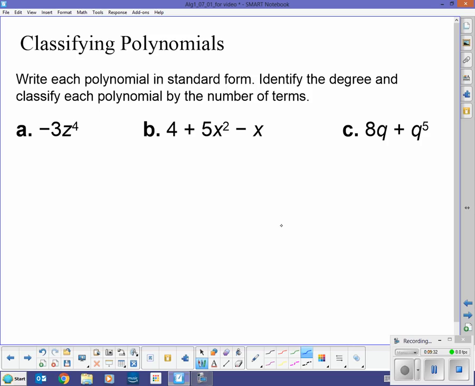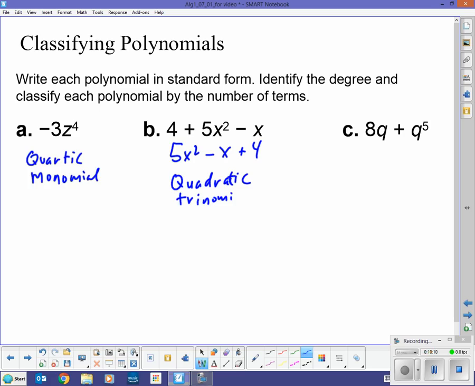Classifying polynomials. This goes fairly quickly here. Write each polynomial in standard form. Identify the degree and classify each polynomial by the number of terms. First one. It's already in standard form, so this is a fourth degree or quartic monomial. Second example, 5x squared goes first, and then the negative x, then the plus 4. This is a quadratic or second degree trinomial. And the last example, q to the fifth goes first, and then the 8q. We're just going to call this a fifth degree binomial. Okay, so you're going to be responsible for knowing all these terms and how to use those terms to classify polynomials.